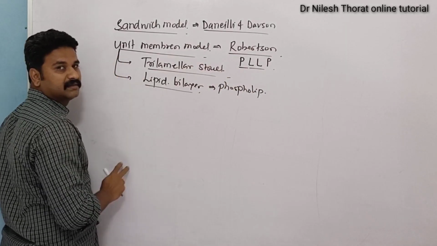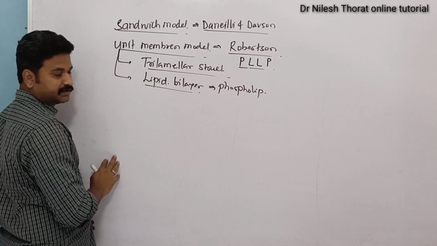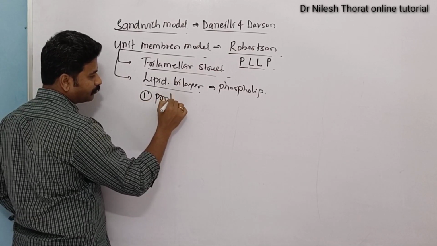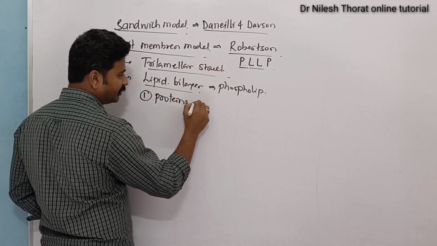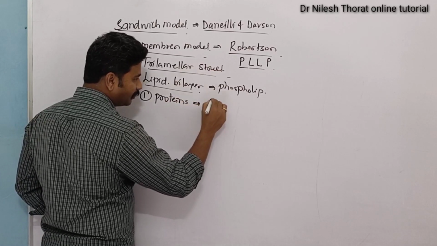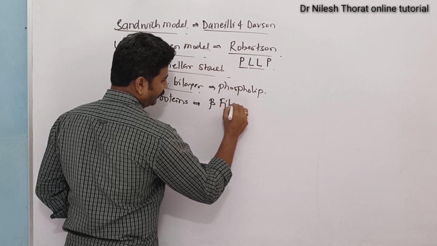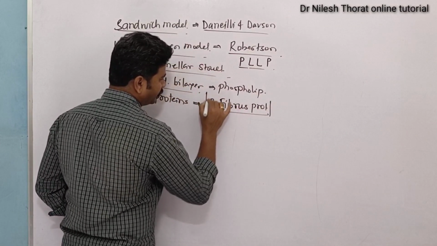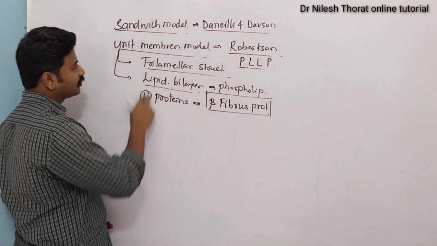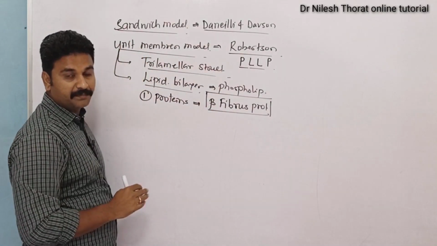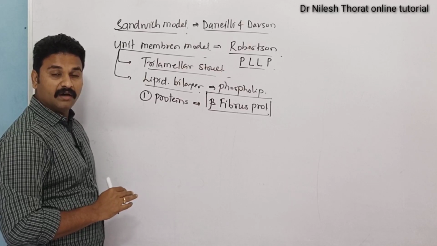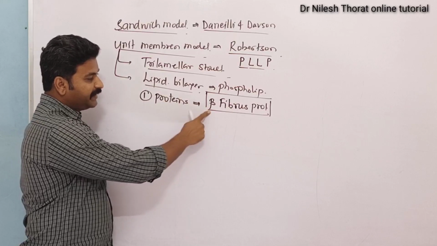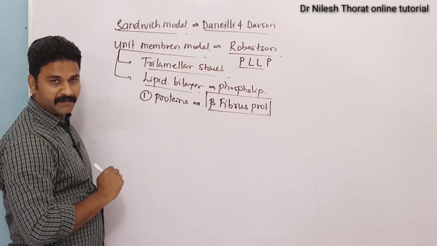But there are two additional things which are mentioned by Robertson. Number one, he has mentioned the proteins in the plasma membrane are actually beta fibrous proteins, which is a difference compared to the sandwich model, because according to the sandwich model, the proteins present in the plasma membrane were alpha globular proteins. Now according to Robertson, there are beta types of proteins present in the plasma membrane.